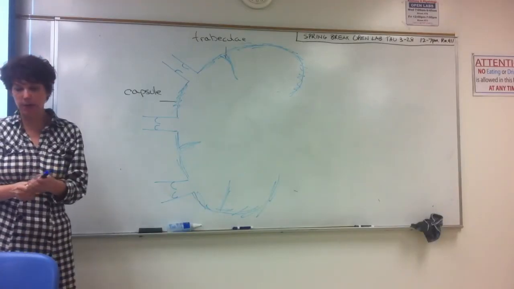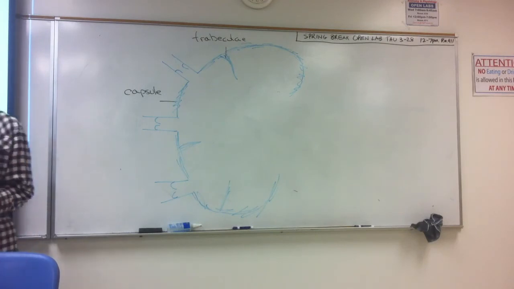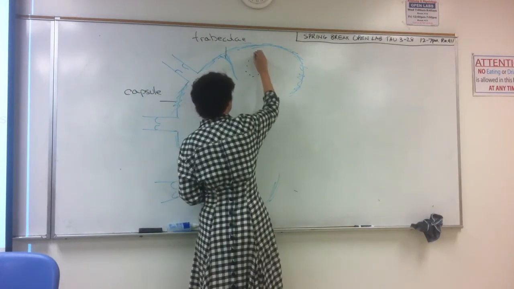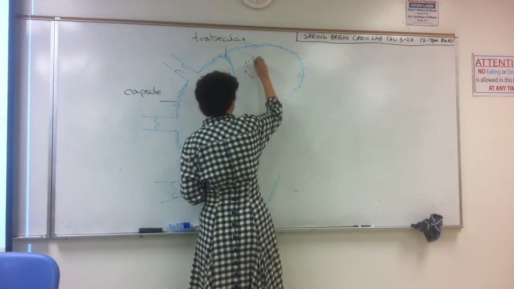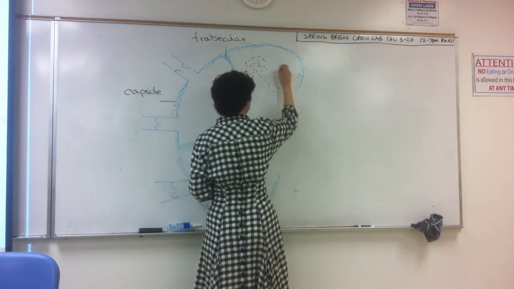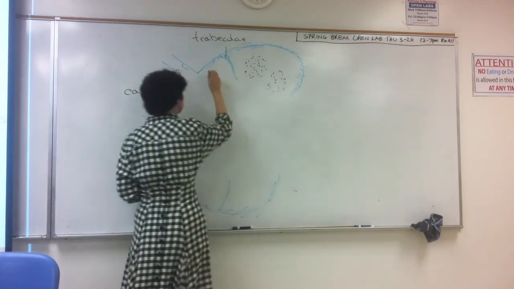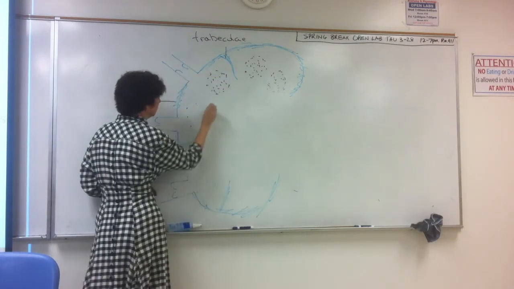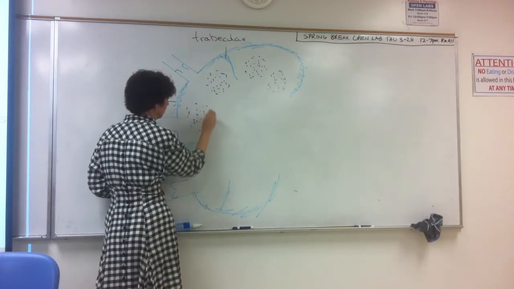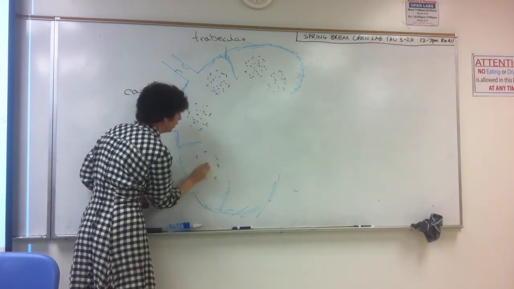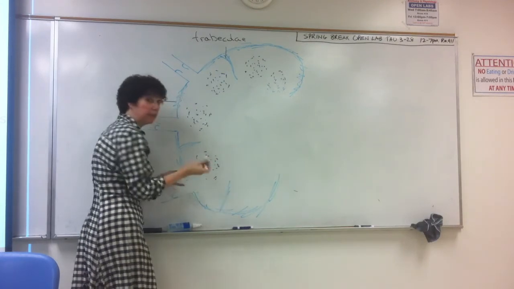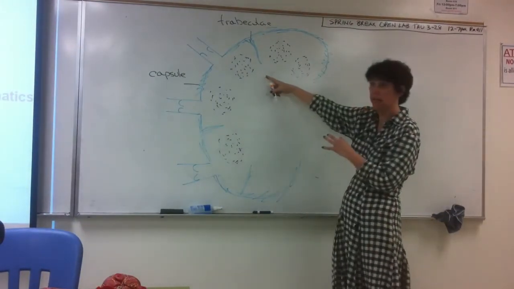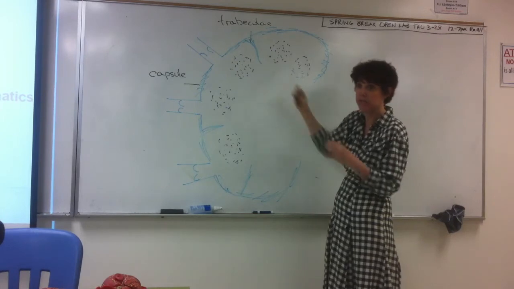Just under the capsule is where we find our lymphatic follicles. So they're going to be here, just under the capsule and between the trabeculae. And like our loose lymphatic follicles, they can have germinal centers as well. So we have the same arrangement of T cells on the outside and B cells on the inside.